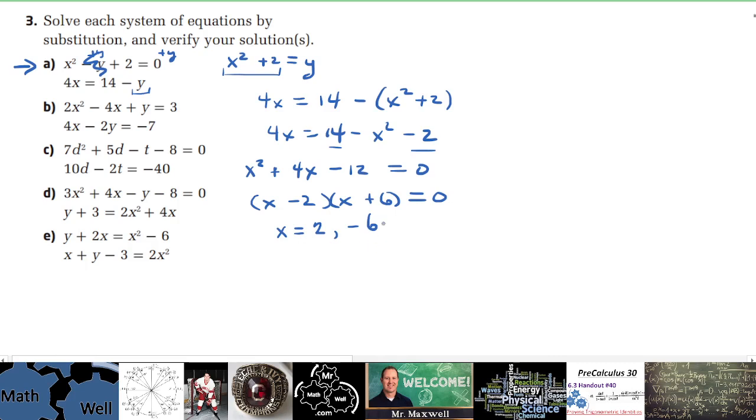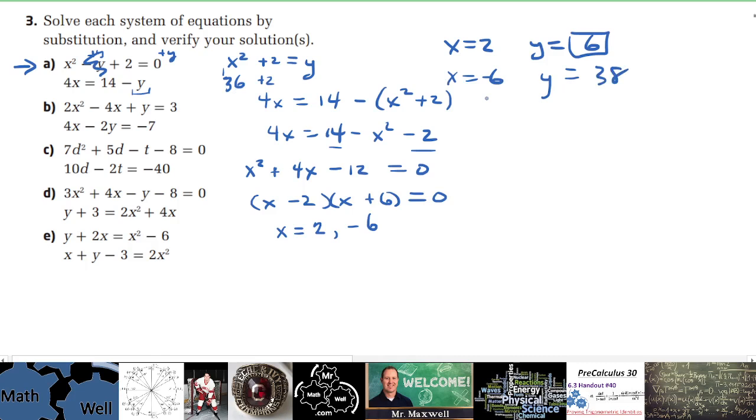Well, that's for the x values. For the y values, we're going to now figure out which y value goes with x equals 2. So we can go ahead and plug x equals 2 into one of these equations. And this is going to be 4 plus 2, which is 6. So it looks like 2 goes with 6. And for negative 6, that's going to be negative 6 squared, which is positive 36, plus 2. So it looks like y equals 38.